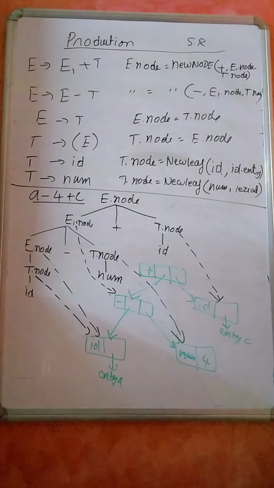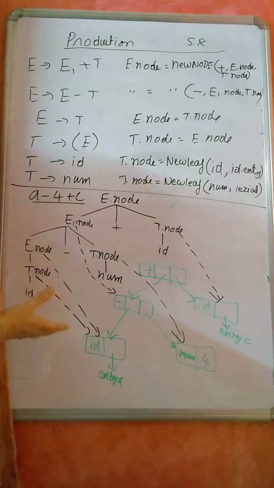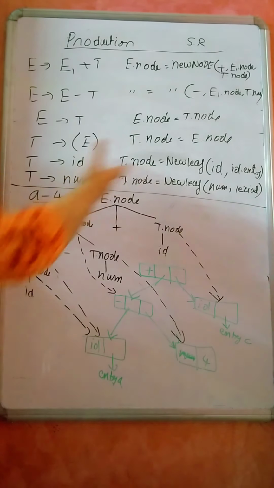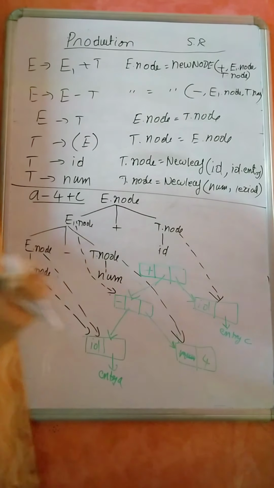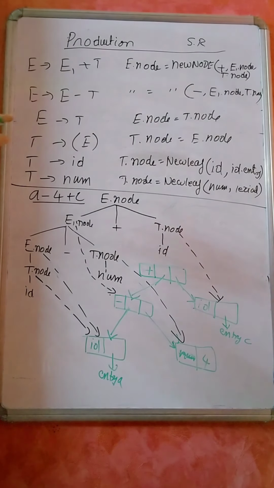This is how the syntax tree will be created by using the SDT. Any doubt? You can message me, or I'll show you one more example so that you will understand clearly. Whenever we are using any production, what has to be done for it will be there in the semantic rule. So apply that and then construct the syntax tree. Whatever is there in green color is nothing but the final syntax tree that you are having.